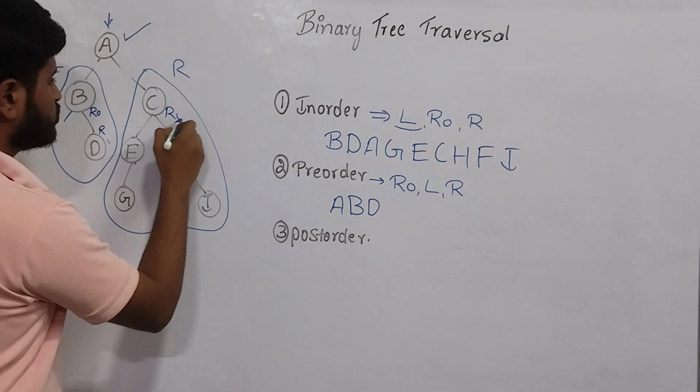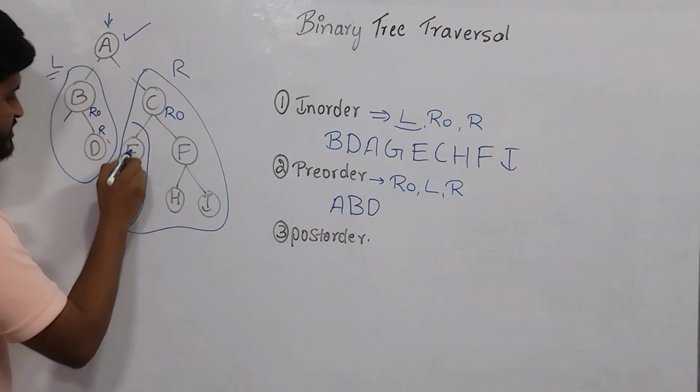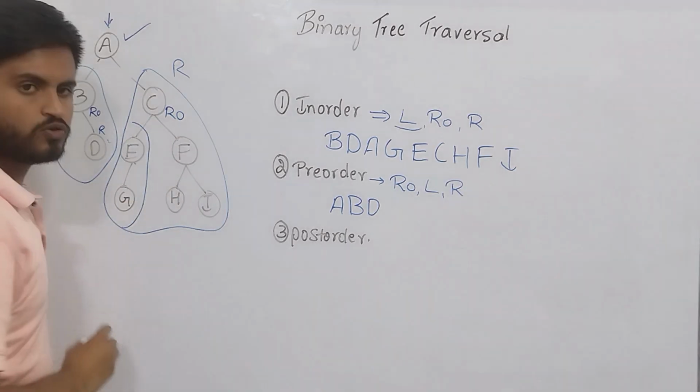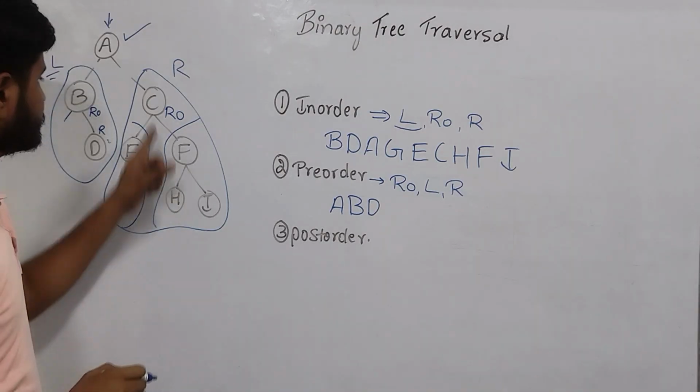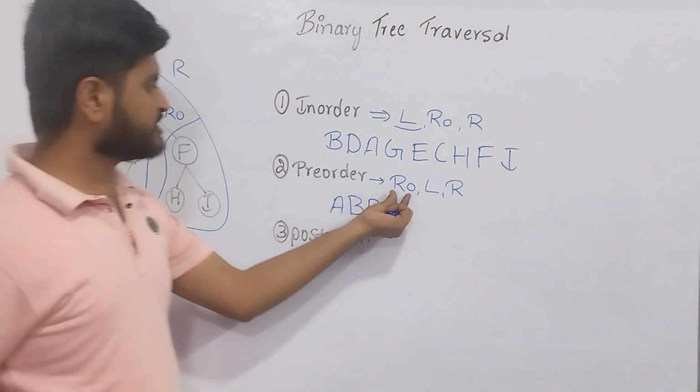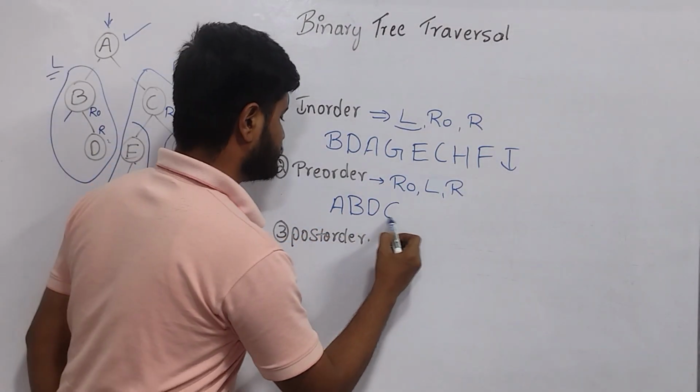So this will be the root node, then this full E and G will be the left node for root node C, and F, H, I will be the right node for the root node C. First I must write the root value. The root value is C.